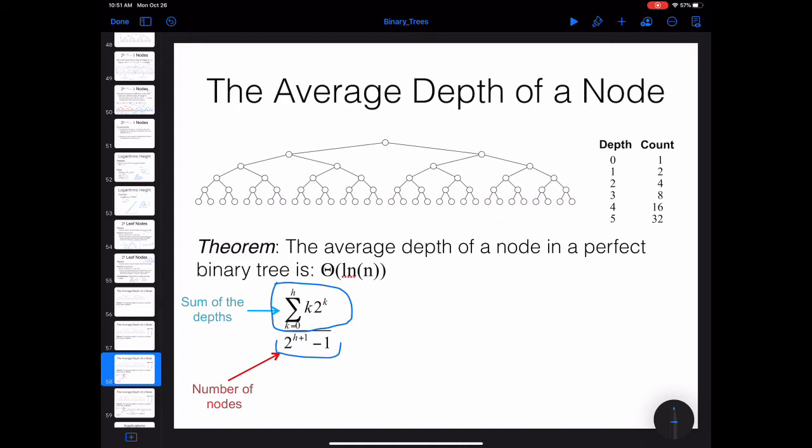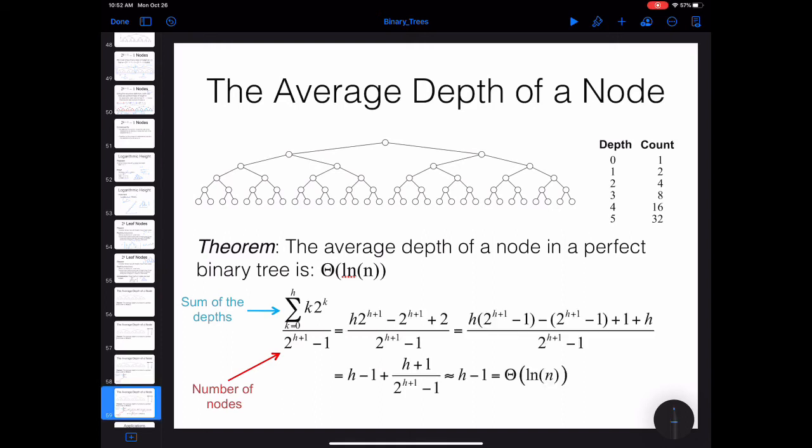How many nodes do I have in a perfect binary tree of height h? I know the formula from the previous theorem. This is going to be 2 power h plus 1 minus 1. So I know that this summation looks actually complicated, but there is a nice formula for this summation. I don't want you to memorize this, but I thought it's good to just write it down. It is going to be more clear what would happen here instead of just giving you the formula. So this is the formula for that summation.